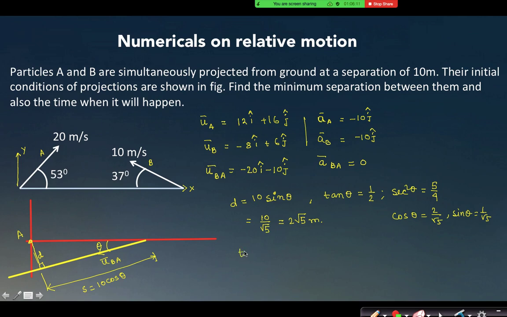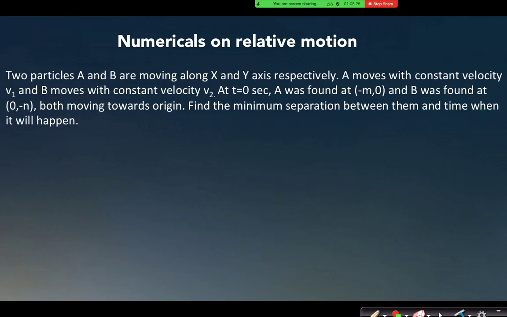So I can find that time is equal to 10 cos theta divided by modulus of UBA. That is 10 into 2 by root 5, and modulus of UBA is 10 root 5, I think. Yes or no? So 10 will get cancelled out, so it is 2 by 5 second. That should be the answer of this question. So now try this question.